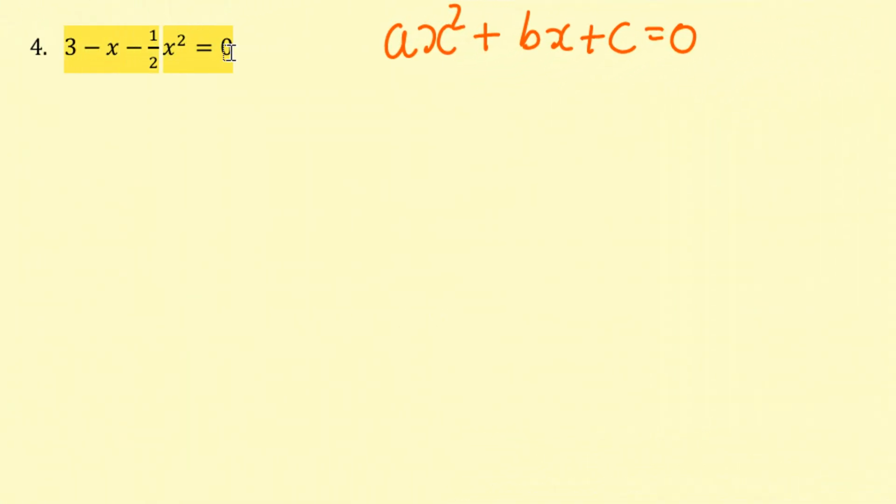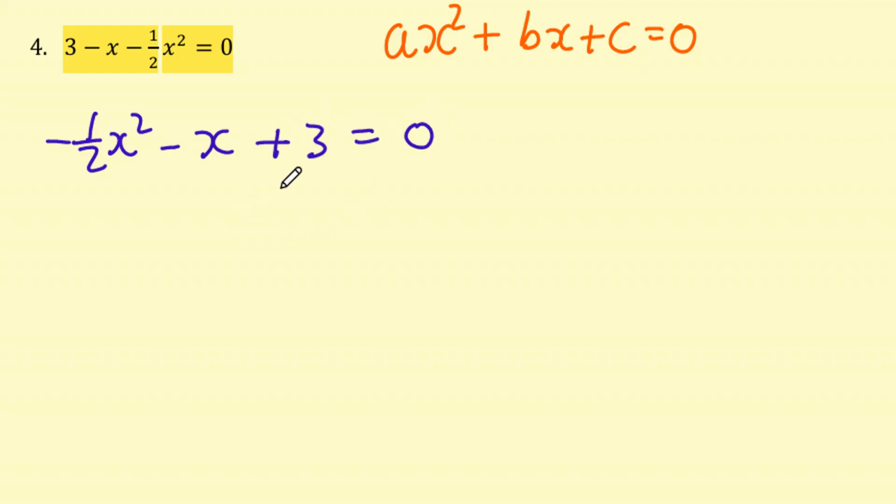Let's look at this equation. We're first going to rewrite this equation in standard quadratic form, in other words, with descending powers of x. So it's going to be negative a half x squared, in other words, a term in x squared first, then the term in x, so negative x, and then the constant. Now we're going to move the constant to the right-hand side. And we're going to divide through by the x squared coefficient, in other words, by negative a half.